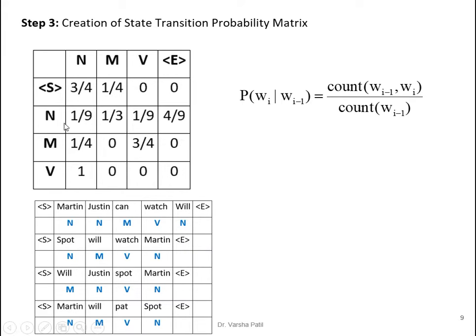After that, noun and noun: we need to count how many times in the corpus a noun is followed by a noun, divided by how many times n appears. So we count how many times n appears, n 1 time. After that there is no combination, and the total number of n's is 9, so 1 by 9. Then, how many times does the combination nm appear? nm appears 1 time, 2 times and 3 times, and 3 by 9 is equal to 1 by 3. In this way we apply the bigram model to fill the state transition probability matrix values.